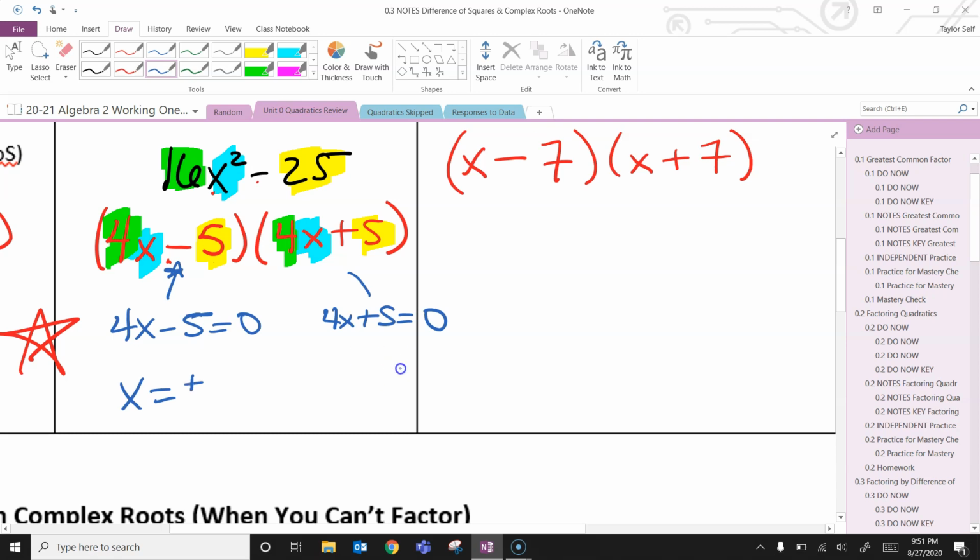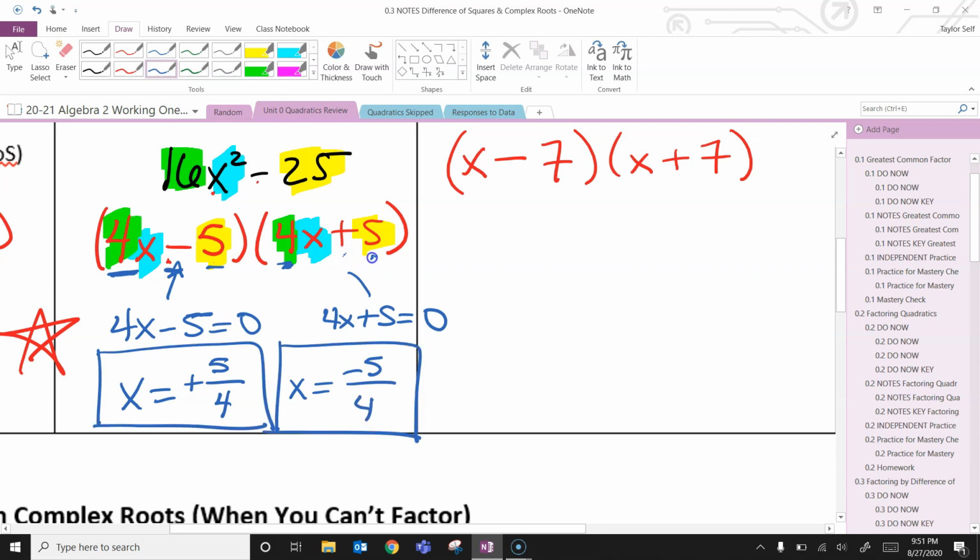then we use this number first, 5, then divide, use the 5 first, then divide by whatever number is touching x. Positive 5 over 4, and x equals, flip the sign, negative, use this number, 5, divide by whatever's touching x, over 4. Boom. We had two solutions. And if you want, you could write x equals plus or minus 5 over 4. Because it's the same number, right?